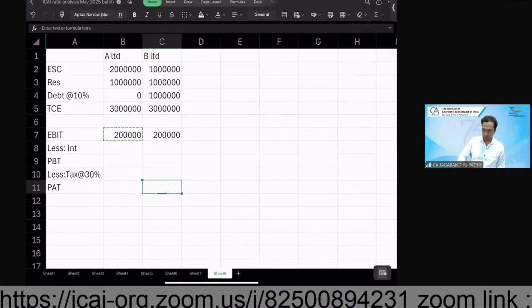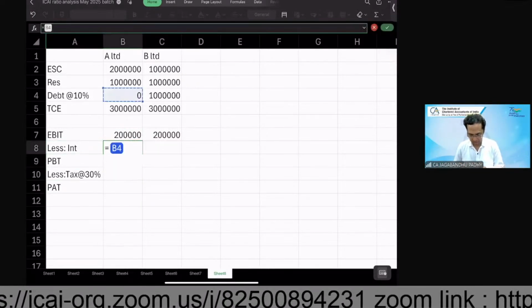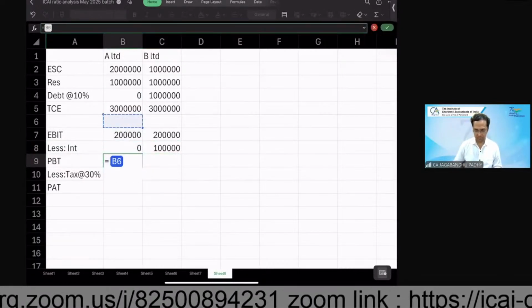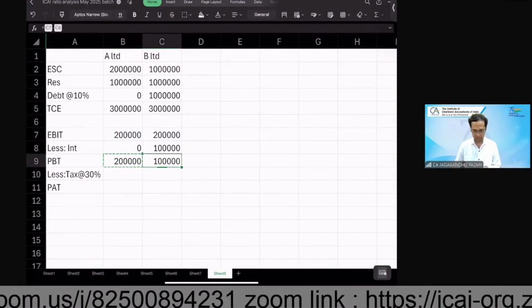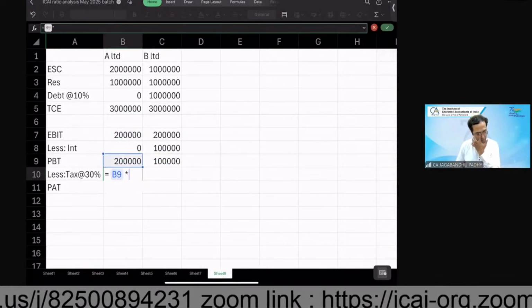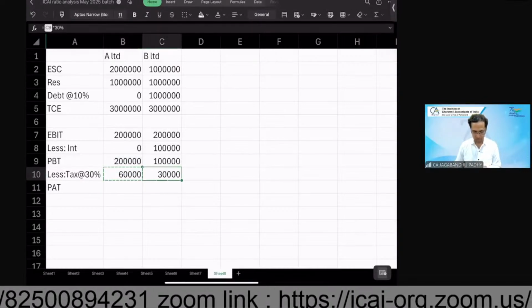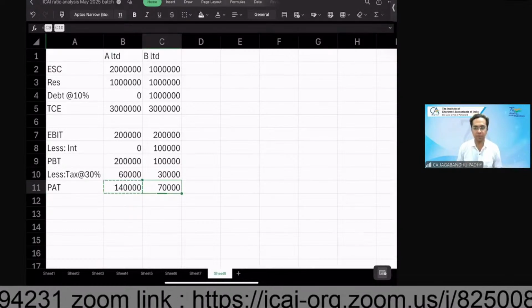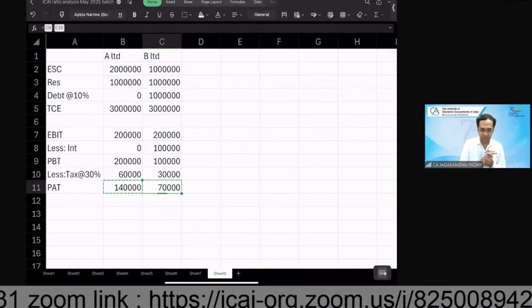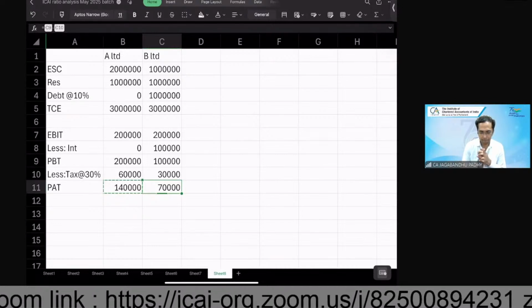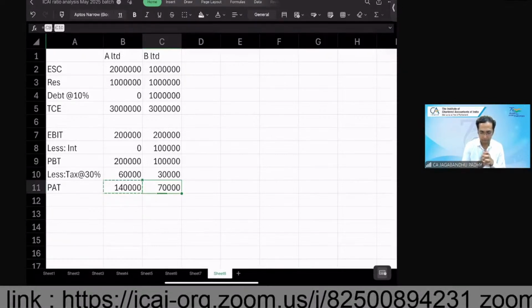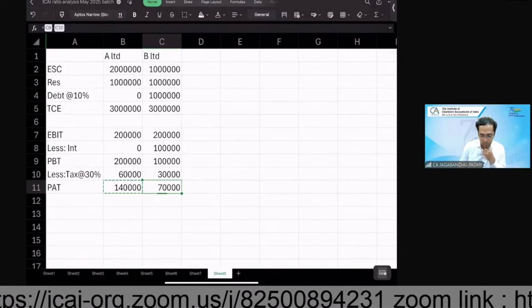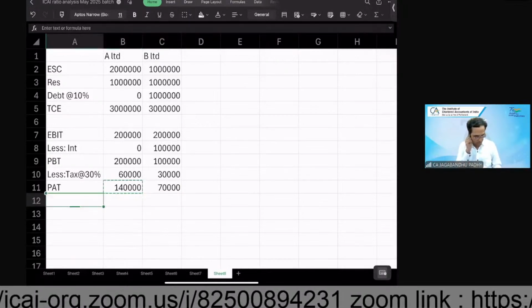With regards to interest, it will be debt multiplied by 10%. Profit before taxes is EBIT minus interest. Tax is 2 lakh multiplied by 30%. Profit after taxes is the difference between them. So I think this is what your PAT is, right? Correct? Which of these two companies have performed better, company A or company B?